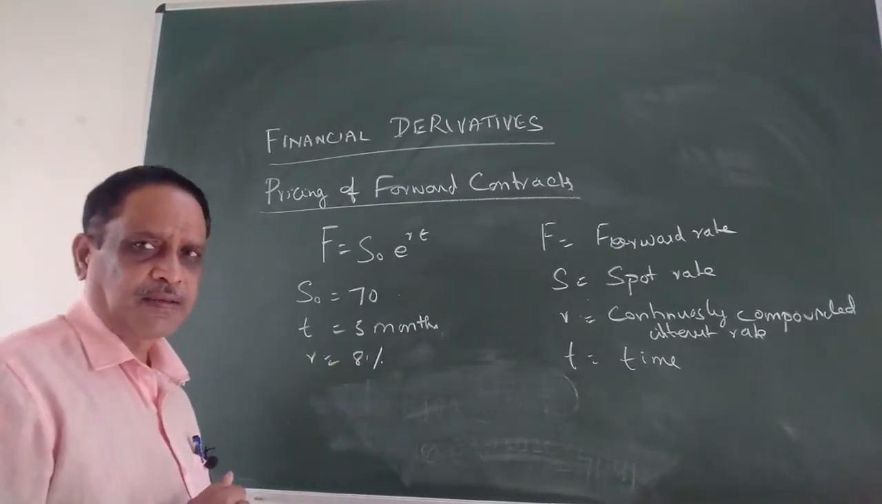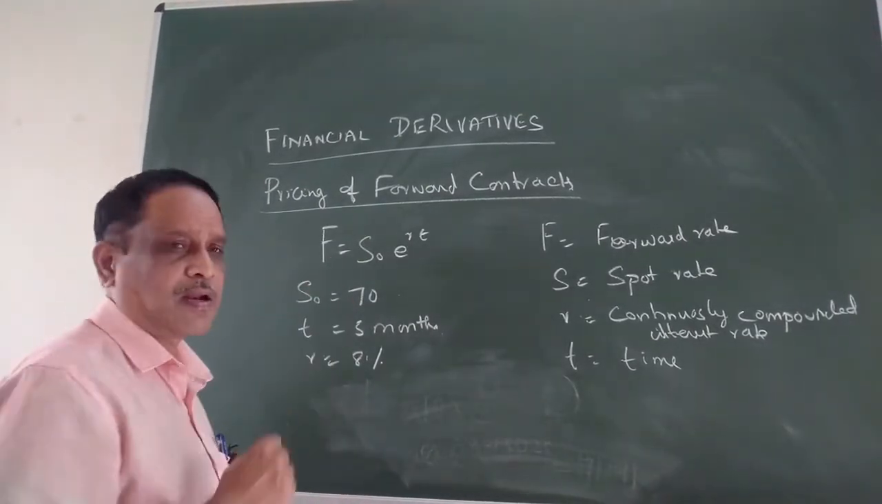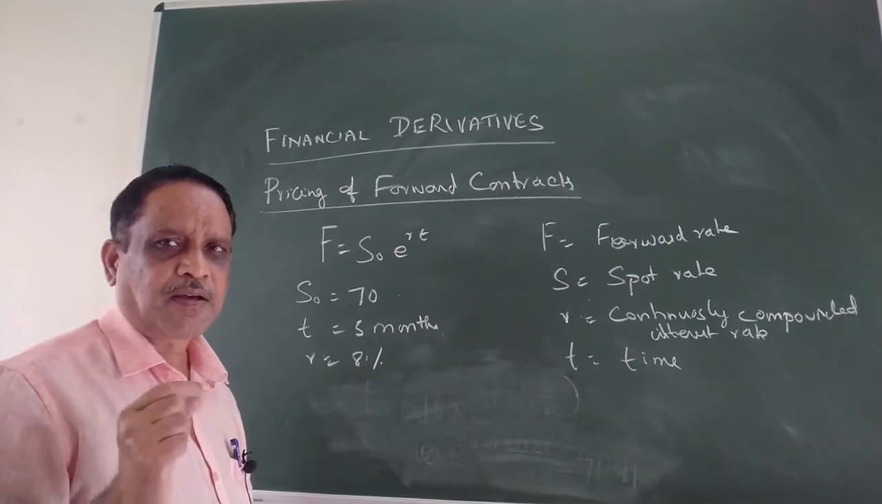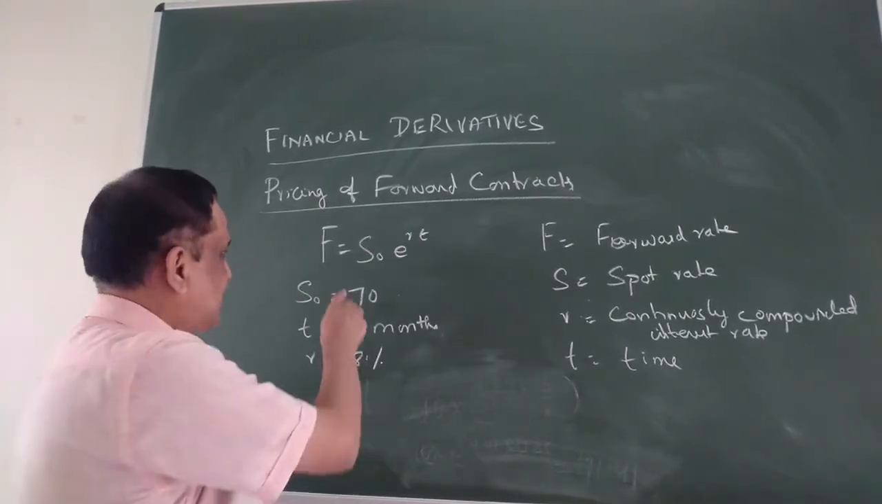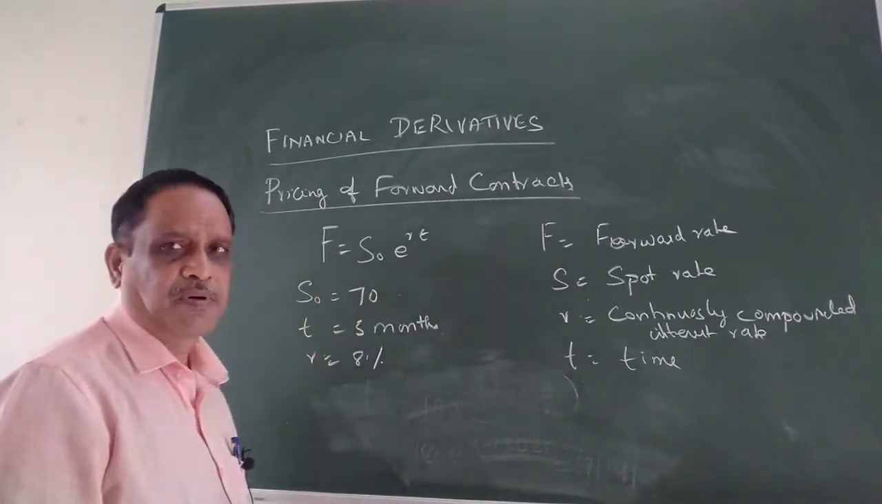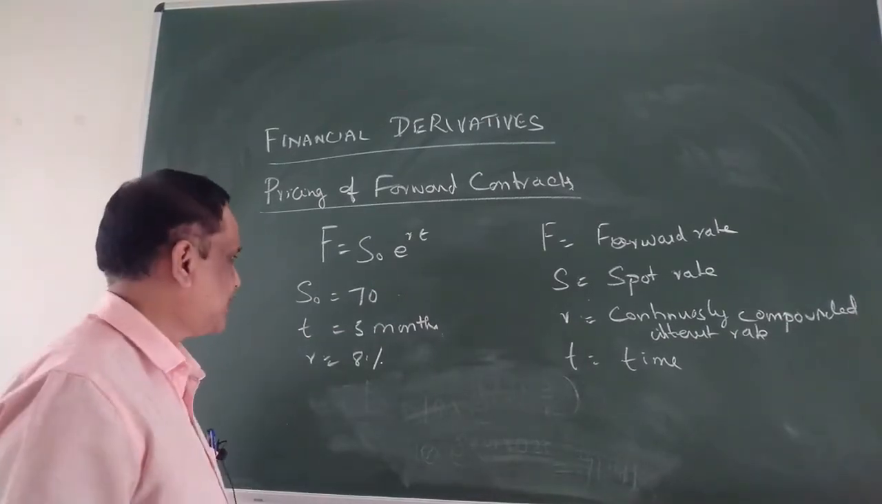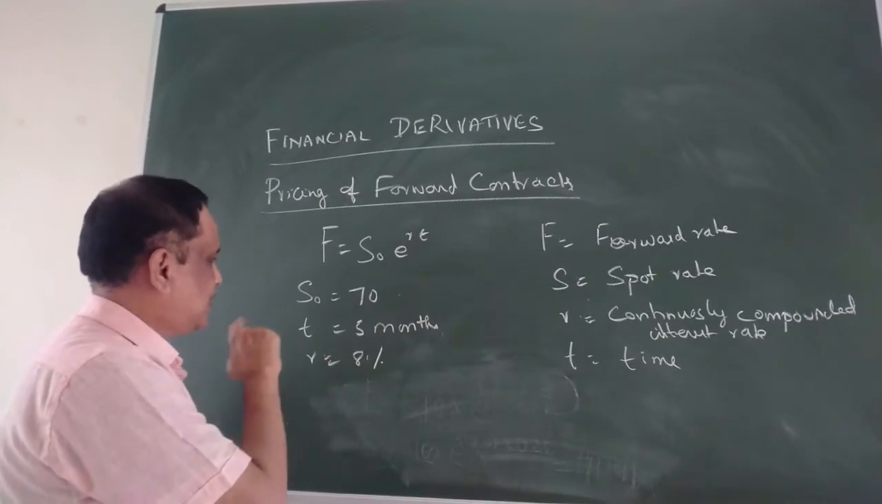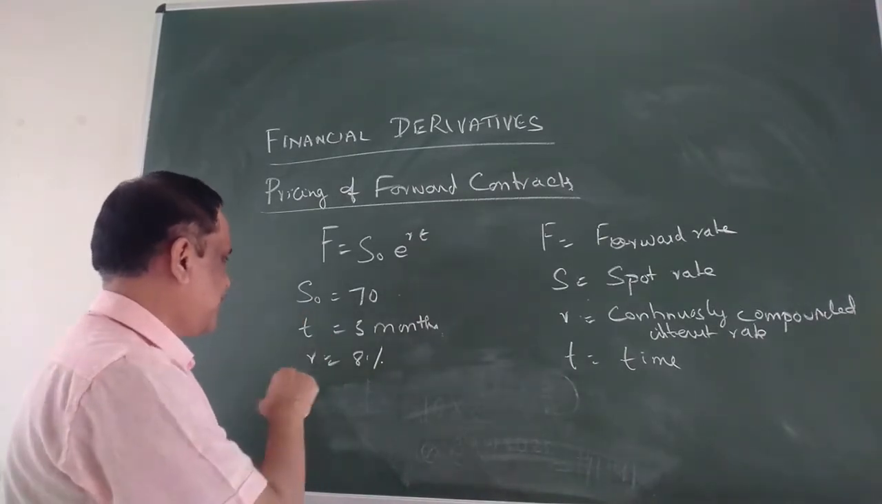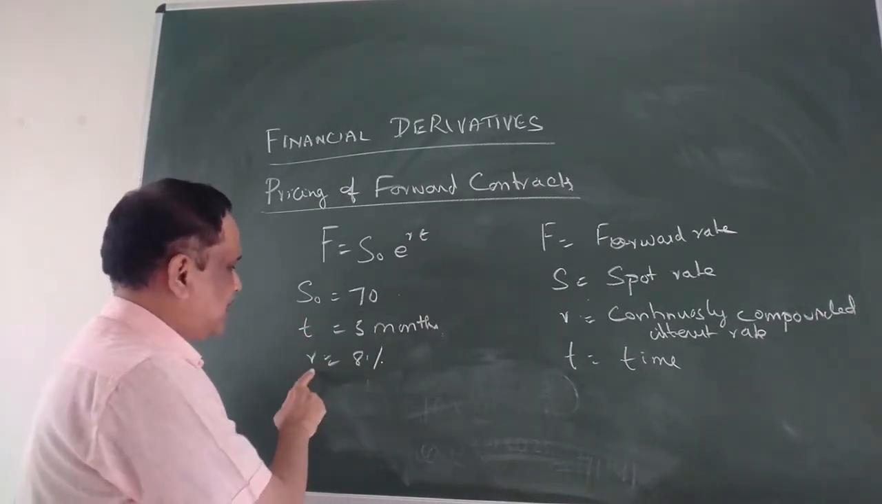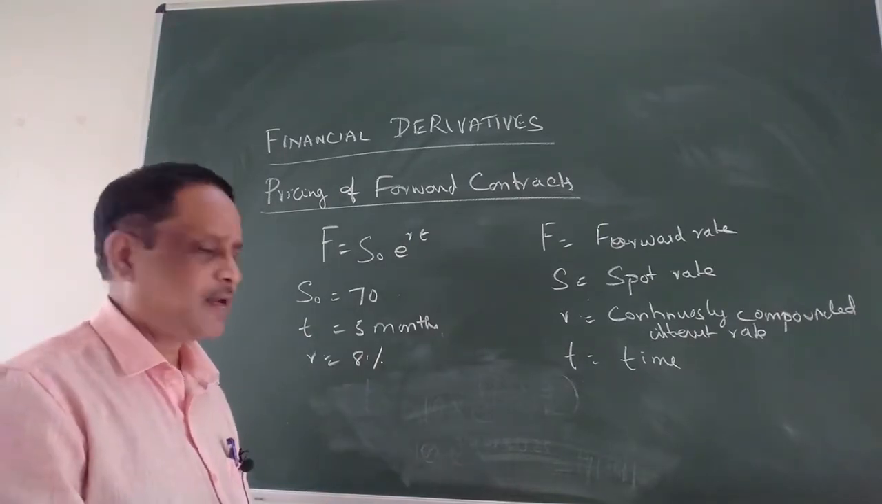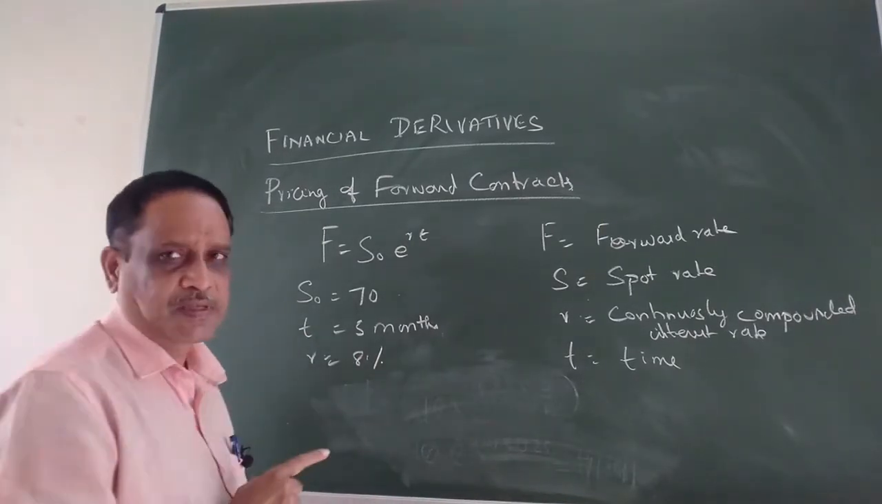For forward pricing, the formula for finding the forward rate of a non-dividend paying stock is F equals S into e power RT. The problem can be referred to in the slide. It is given that the spot price of the share is 70, time is 3 months, and R, the continuously compounded interest rate, is 8%.